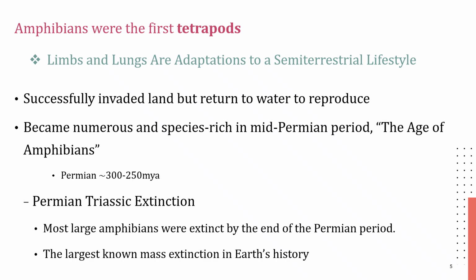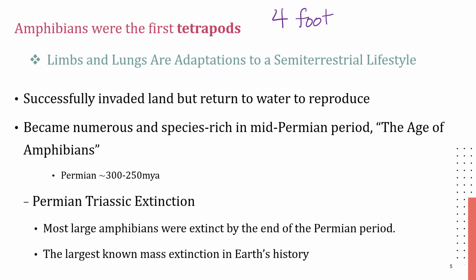So now we get to our early amphibians. In our amphibians, we see the first true tetrapods with 4 legs. So tetra means 4, pod means leg, or actually foot, leg or foot. So these are going to be organisms that have 4 feet. And most of these tetrapods are going to walk on all 4s, although we'll see some distinct variations as we move on. So amphibians have limbs and lungs that are adapted to a semi-terrestrial lifestyle.